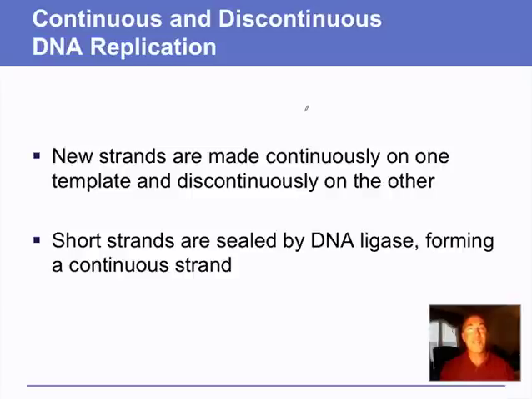Replication occurs at a replication fork. This is the point whereby those two old strands of DNA are separated and the two new strands of DNA are made. One is made continuously on one strand and one is discontinuous on the other strand, and this is to do with the 5' to 3' requirement for making new DNA.